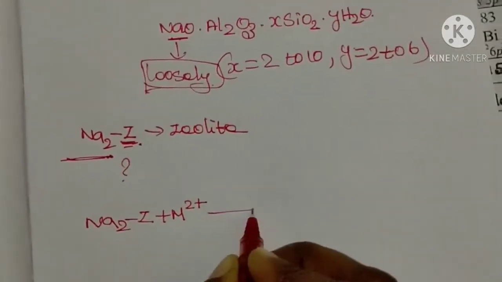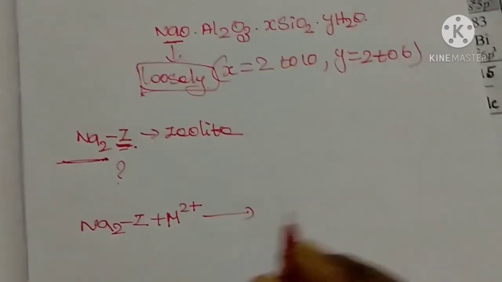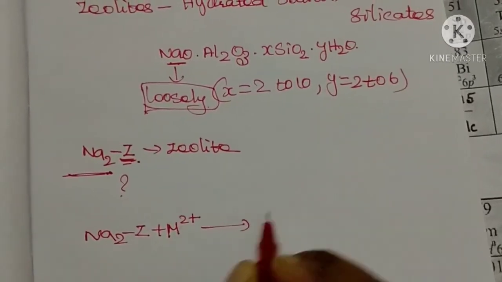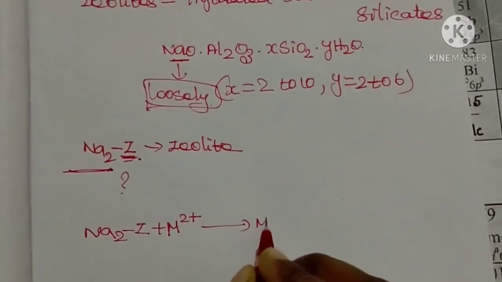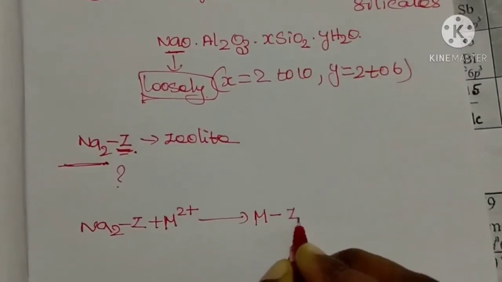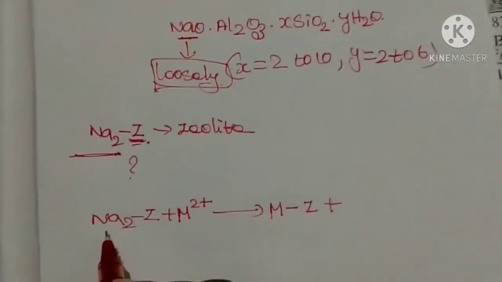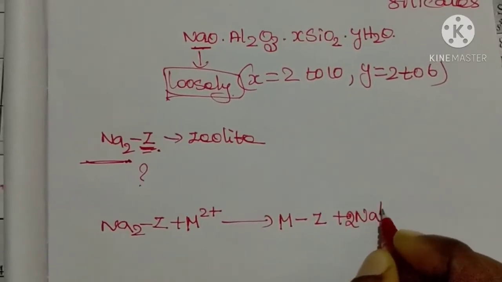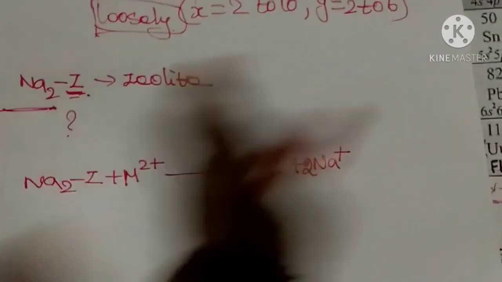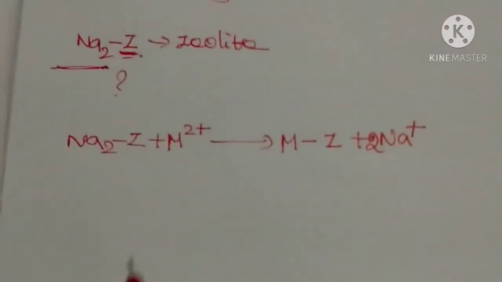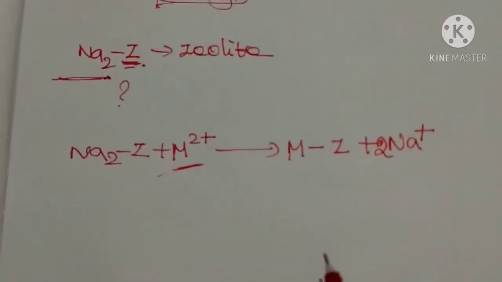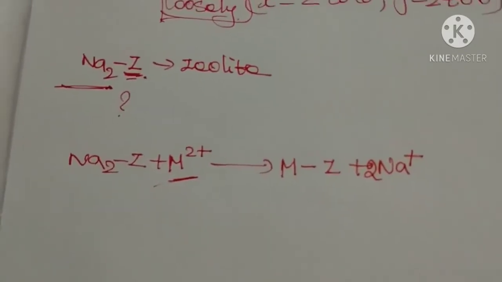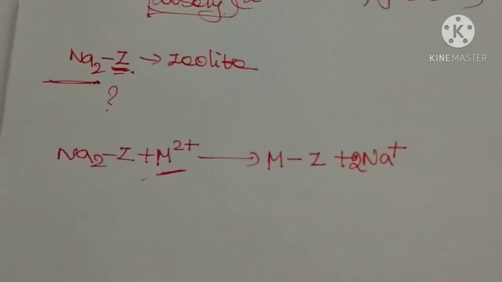The reaction of this zeolite is Na2Z plus the metal cation, and the zeolite is removed with this metal cation. So the metal cation is bonded with the zeolite and the loosely bound sodium is removed. This is the whole reaction for removing the metal of permanent hard water.